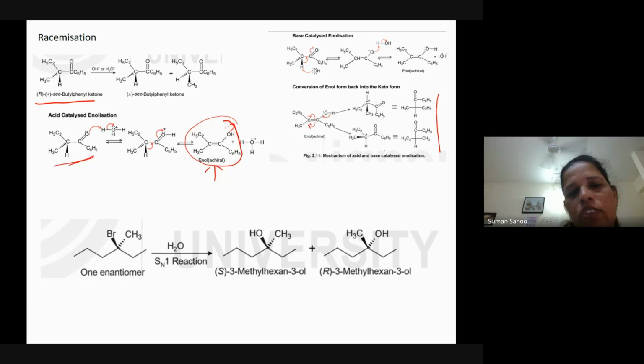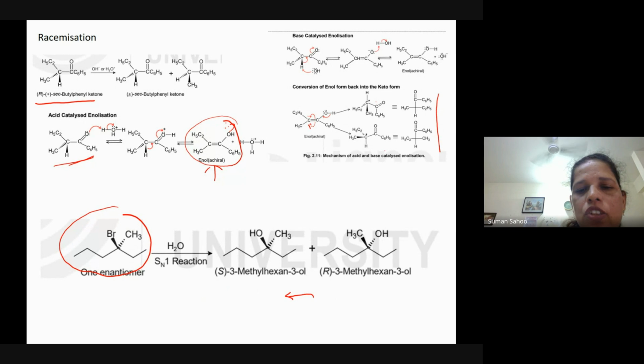Similarly, in the case of an SN1 reaction, you start with one enantiomer in this substitution reaction. It passes through a carbocation intermediate, where there is equal possibility of the nucleophile attacking from both sides of the carbon, resulting in the formation of both enantiomers. So that leads to a racemic mixture.